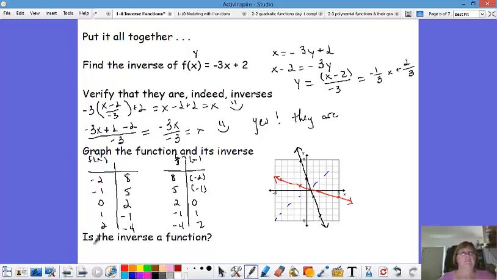Very good. That's the end of our lesson today. I would ask you to try that you-try exercise as quickly as you can, and we'll talk a lot about inverses. Oh, I forgot to answer this question. Is the inverse a function? What do you think? All lines are functions, except for x equals lines. So, except for vertical lines.